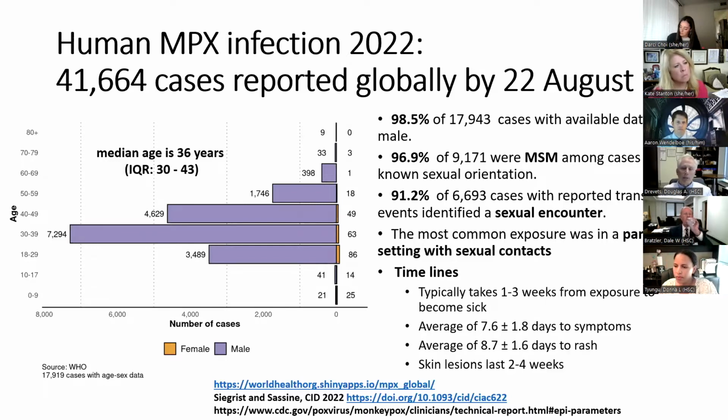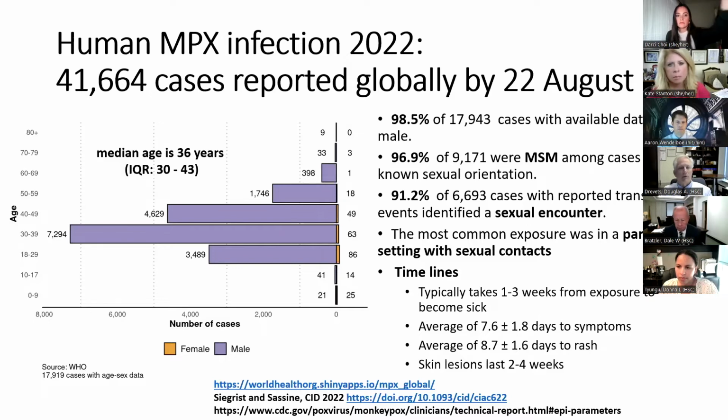You can see it's predominantly, again, very lopsided in men compared to women, and that the median age is 36 years old. The timeline of what's going on is that people typically become sick about 1 to 3 weeks after they are exposed to it. And data from the Centers for Disease Control suggests it's about a week from your exposure to when you start having symptoms, and then one more day, so about 8 to 9 days, when you start developing a rash, and the rash lasts about 2 to 4 weeks.